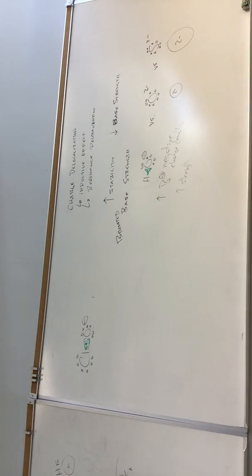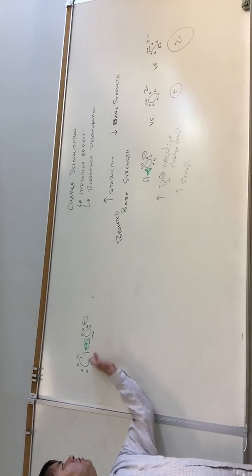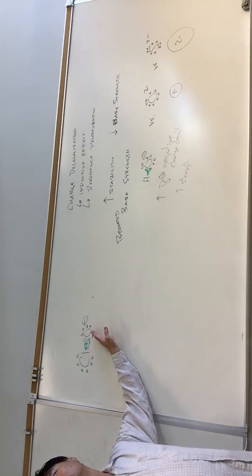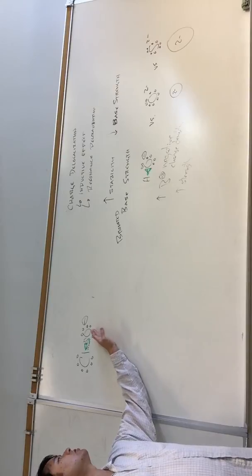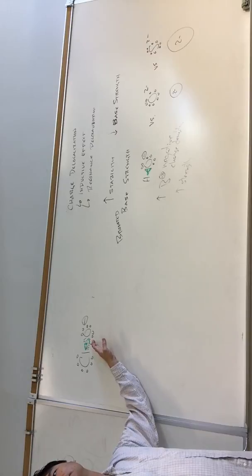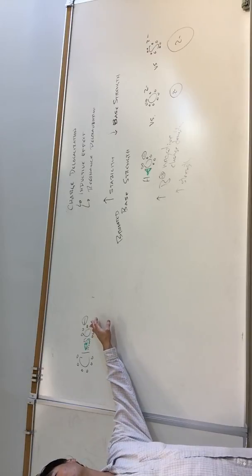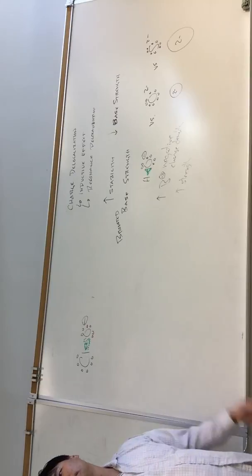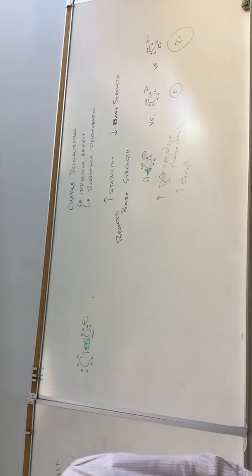This is called the inductive effect. The inductive effect has this pull of electron density, and so chlorine's more electronegative. It has a greater pull for the electron density, reducing the magnitude of the charge here. Okay, so it's just the concentration of the negative charge there.